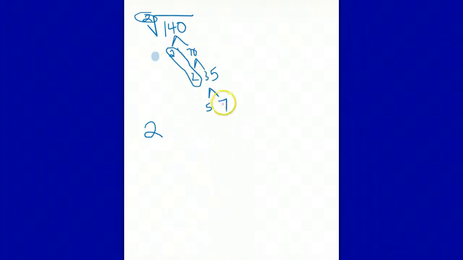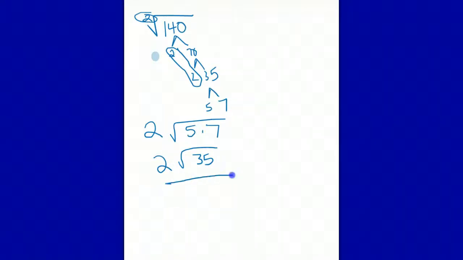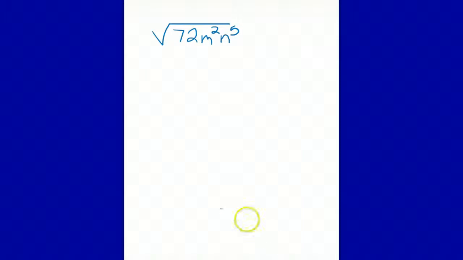It looks like I cannot take out anything else, so I'm just going to write the square root, and whatever I have, a 5 and a 7, left over. This whole process is multiplication, so my final answer is going to be 2 square root of 35. And that's all I could do. There wasn't much I could do with that problem. Okay, next one.